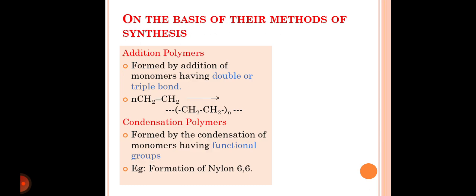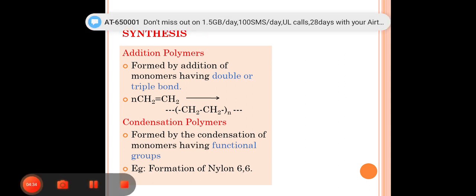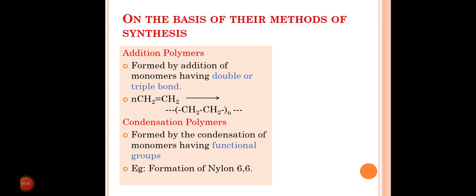On the basis of the method of synthesis, polymers are classified as addition polymers and condensation polymers. Addition polymers are polymers which are formed by addition of monomers which have double or triple bond. Example ethylene. Condensation polymers are formed by the condensation of monomers which have functional groups. For example, formation of nylon 6,6.